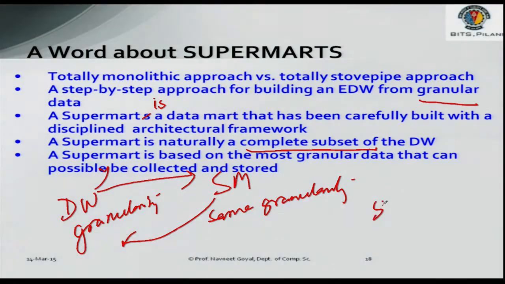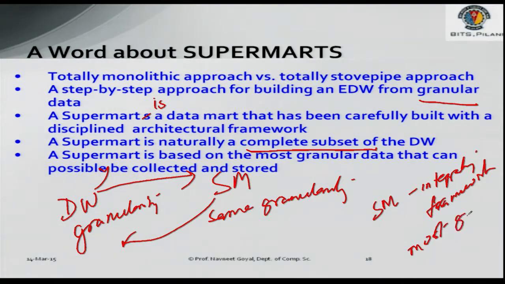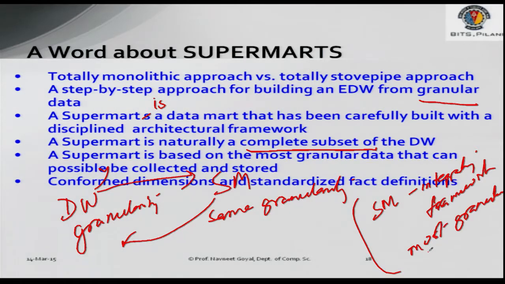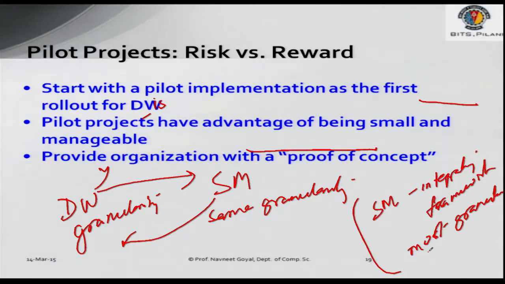A supermart would have an integrating framework in place. And second, it will be based on the most granular data that is available. So these are the two differences between data marts and supermarts. So Kimball suggests that instead of building data marts, you build supermarts, and conform dimensions and standardize fact definitions. So you have to also conform all dimensions, and you need to standardize all facts.